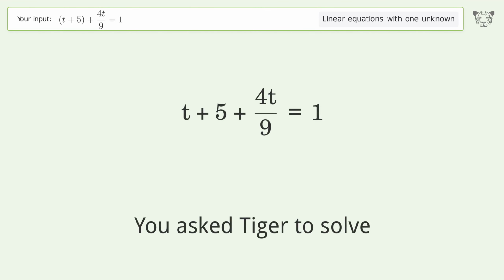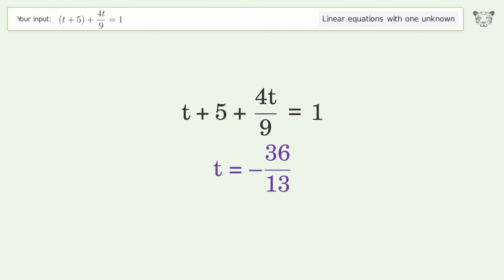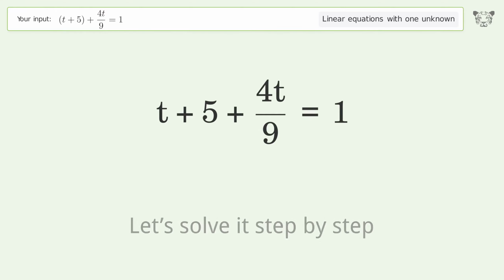You ask Tiger to solve. This deals with linear equations with one unknown. The final result is t equals negative 36/13. Let's solve it step by step.